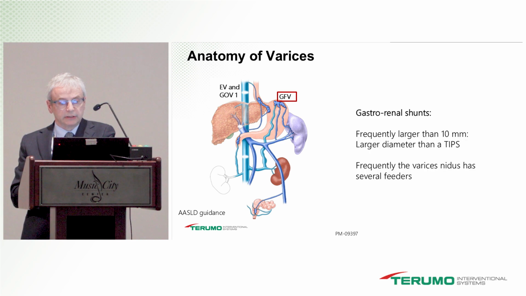So these gastrorenal shunts are frequently larger than 10 millimeters, which is the diameter of a TIPS, and frequently the varices nidus has several feeders, so it's difficult to embolize from an anterograde perspective.